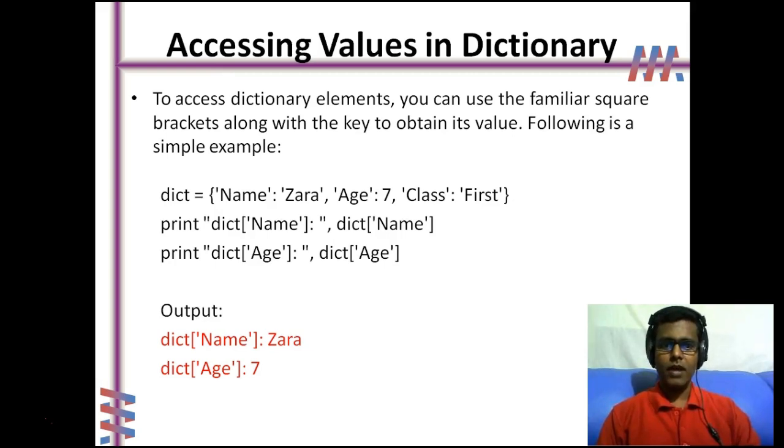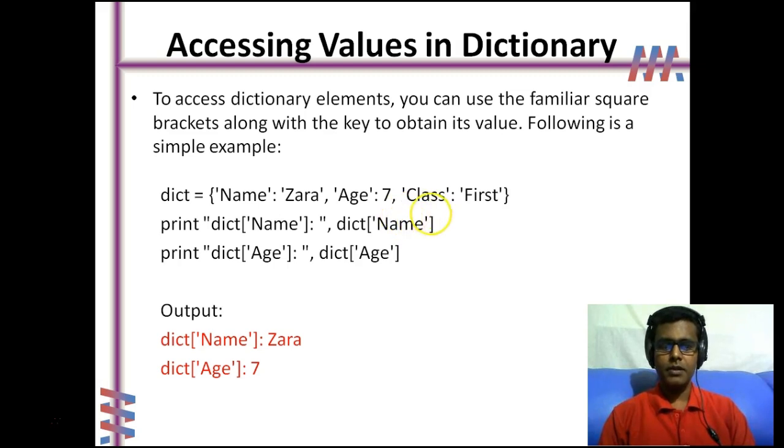How do you access the values in a dictionary? The example given here is the same dictionary you saw in the previous slide: Zara, age 7 and first class. So how do you print the values from the dictionary? You just give the print statement, dictionary of the key. That will give you the value available for the corresponding key.